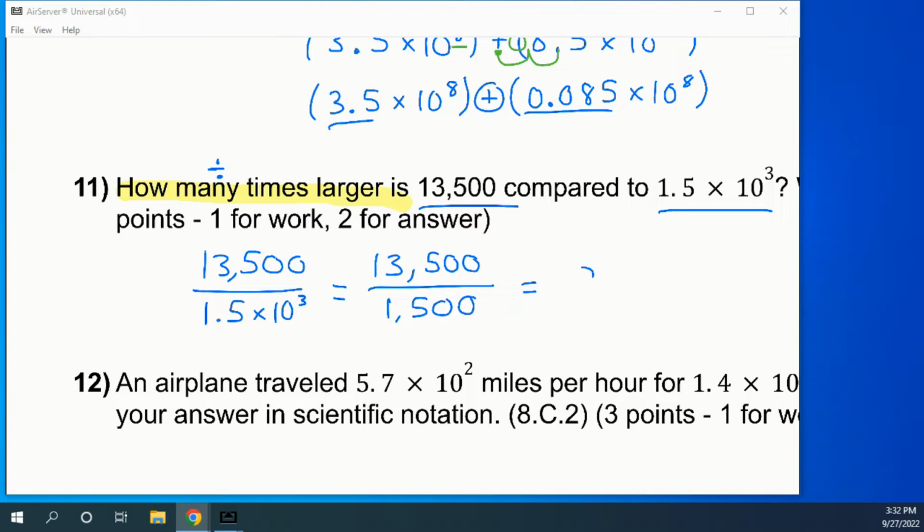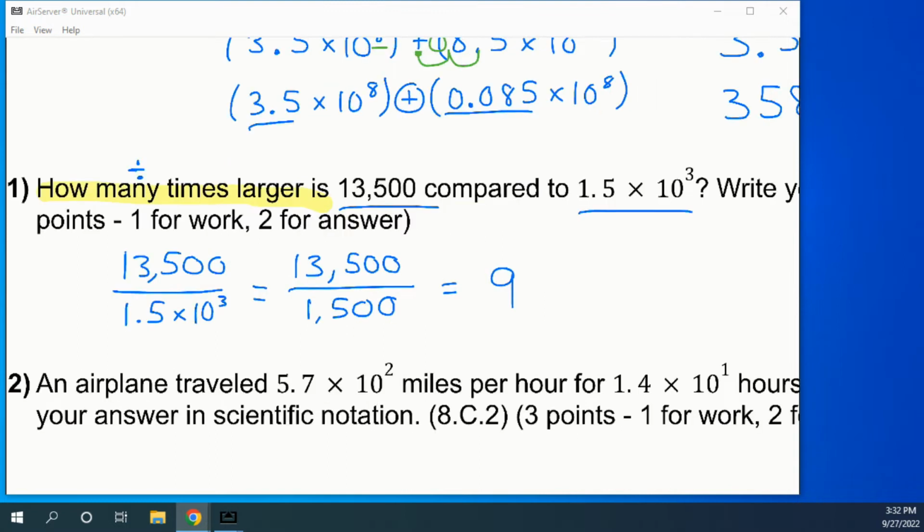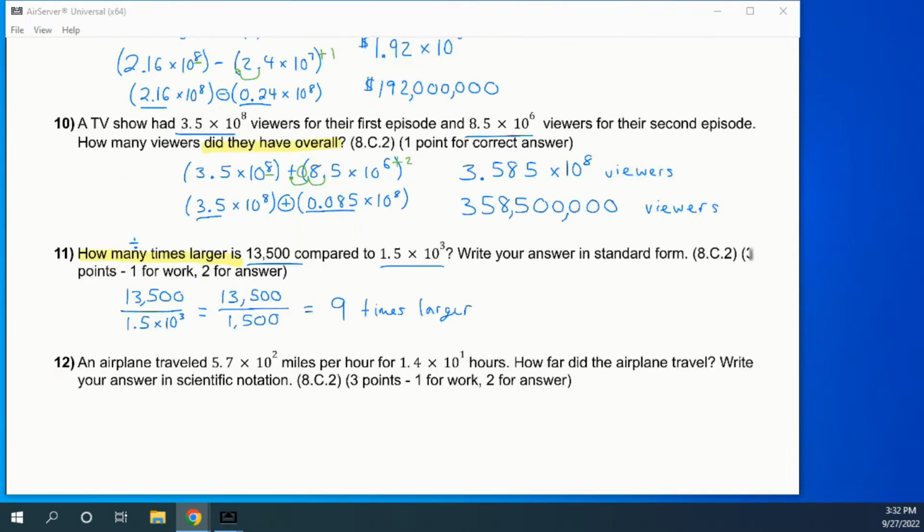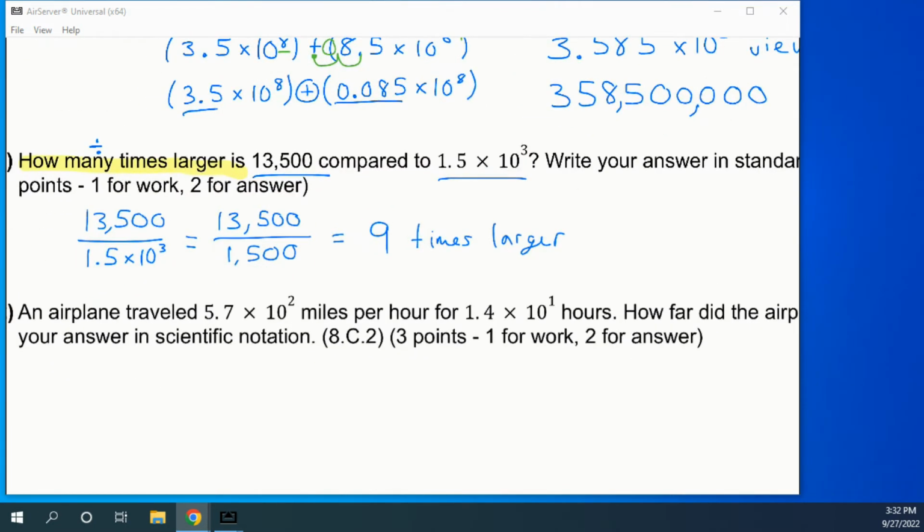And I get 9. So how many times larger? It is 9 times larger. Right, your answer in standard form is 9. In scientific notation, it would just be 9 times 10 to the 0. So yeah, that's all we got there.